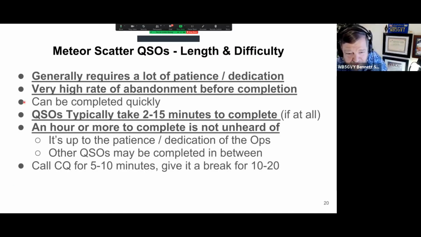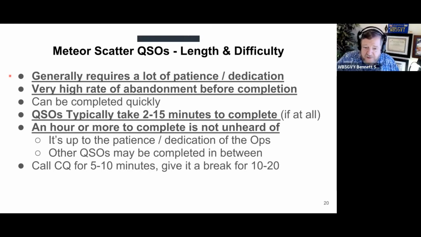So you may gather from the previous slide that having a QSO in meteor scatter takes a lot of patience and dedication. There's a very high rate of abandonment before completion. On the other hand, they can be completed quickly. You can be lucky, and they can be over quite quickly. But typical time length for a QSO could be from 2 to 15 minutes to complete. But it's not unheard of for people to stay at it for an hour.